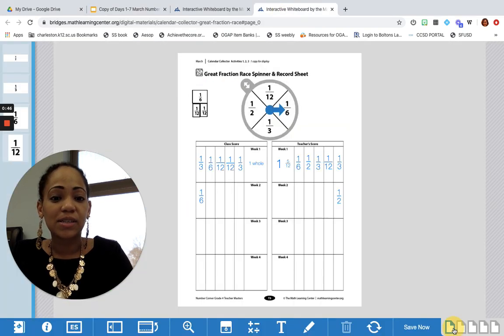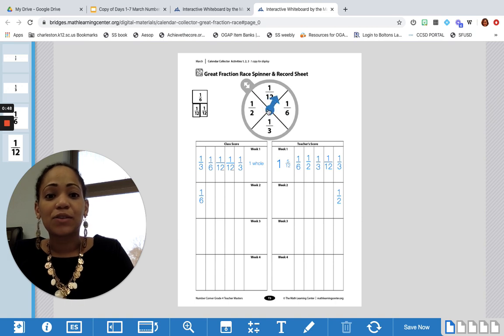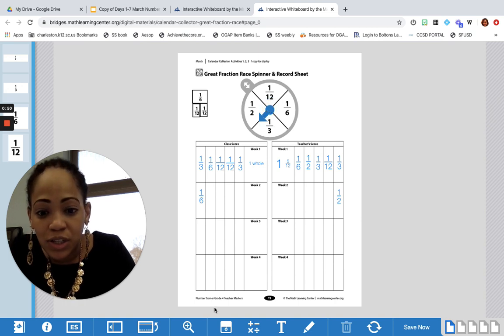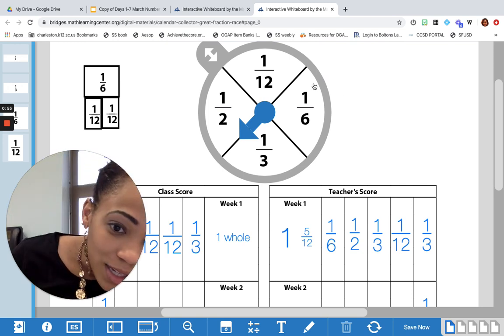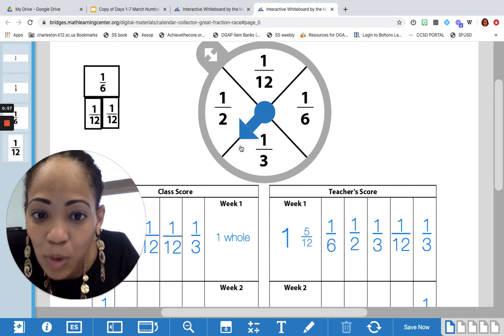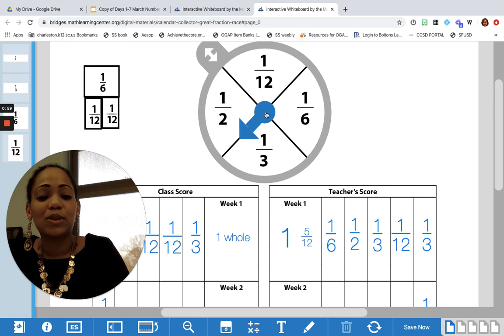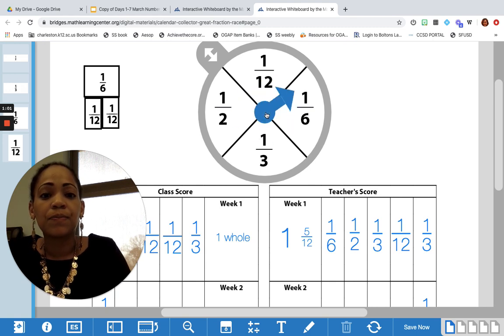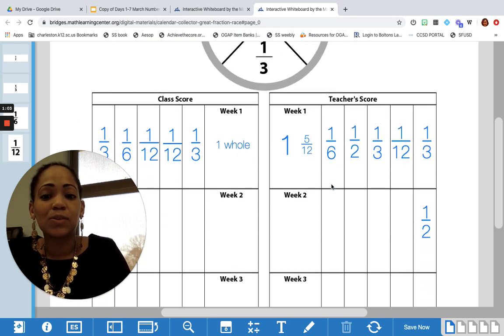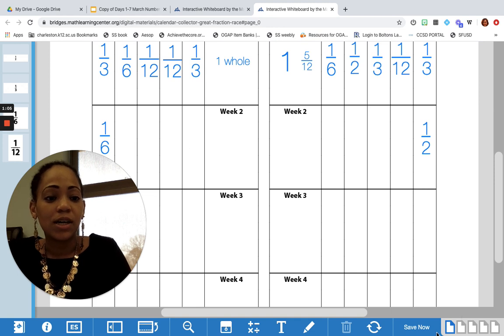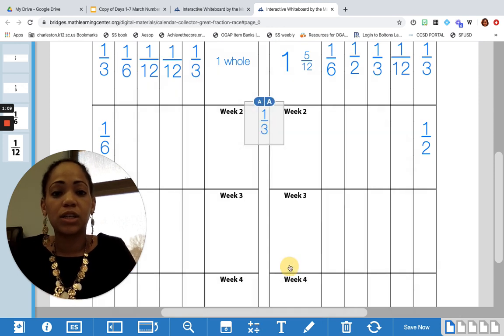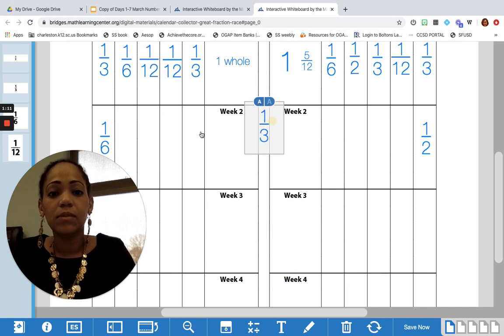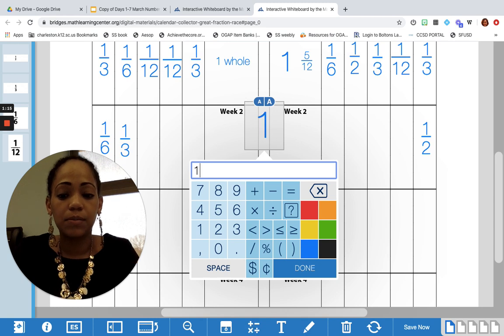So that means we're spinning for today. The first spin is yours, which, it looks like, is it on the line? It looks like it's more pointing towards 1/3. So your spin is 1/3 and my spin is 1/6. I'm going to add that to our recording sheet here. And 1/6 for me.